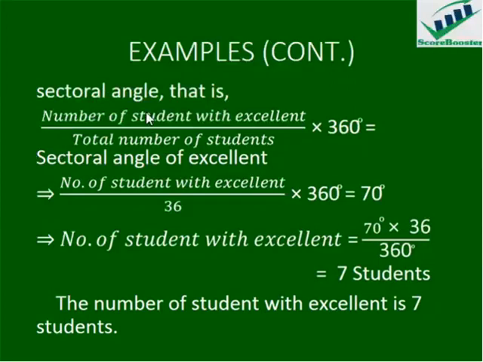So number of students with excellence is what we have to obtain. We know the total number of students will be 36 multiplied by 360 degree, and as we've obtained now, the sectoral angle of excellence is 70 degree. So we make number of students with excellence the subject of the formula. We multiply 36 by 70 degree and divide by 360 degree. So if we should do that, we have 7 students. So now we've obtained that the number of students that has excellence is 7.